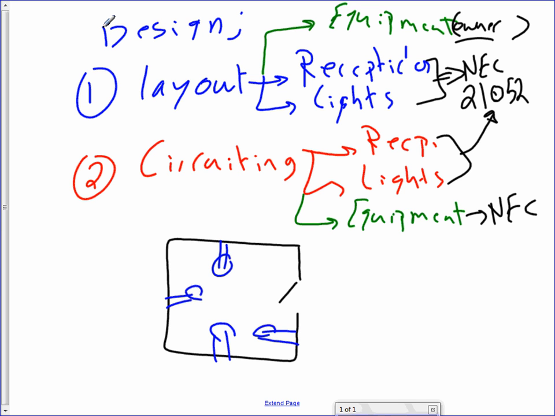So when you start laying out receptacles, the first thing you're going to do, for every habitable room, the code says every habitable room needs a receptacle within 6 feet of every opening. These are the rules. So how do you start? You start throwing a receptacle in the center of every wall.